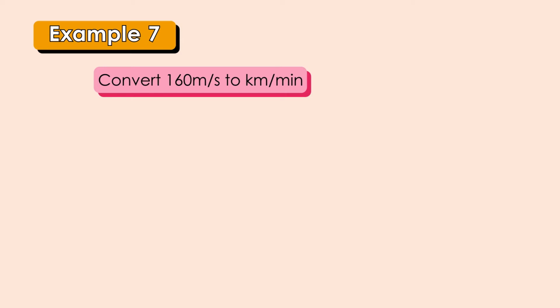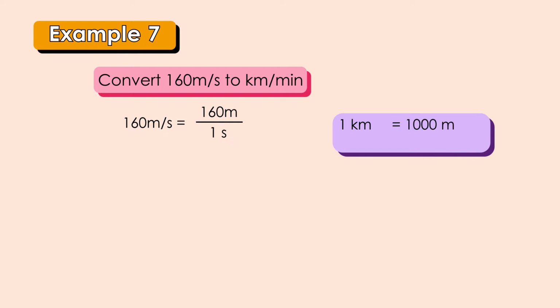Pupils, we recalled changing units for measurements and for time. Now, let's do an example before solving problems involving average speed. Convert 160 meters per second to kilometer per minute. 160 meters per second is 160 meters divided by 1 second. As per the unit conversion, remember that 1 kilometer is equal to 1000 meters and 1 minute is equal to 60 seconds. So, converting meters to kilometers, we need to divide by 1000, and converting seconds to minutes, we need to divide by 60.